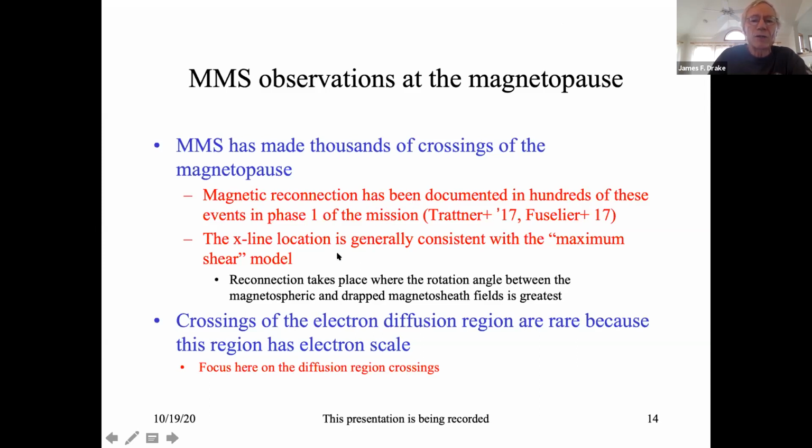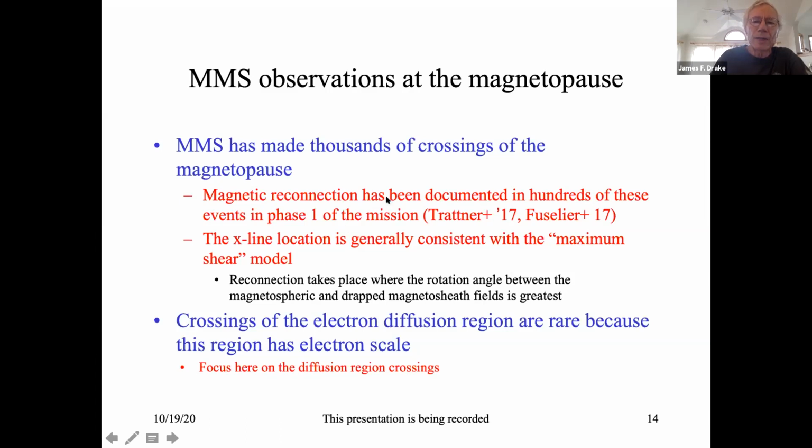The location of the events at the magnetopause is generally consistent with the so-called maximum shear model of Trattner. In particular, what this model says is that reconnection takes place where the rotation angle between the magnetospheric field and the draped magnetosheath field is the greatest.